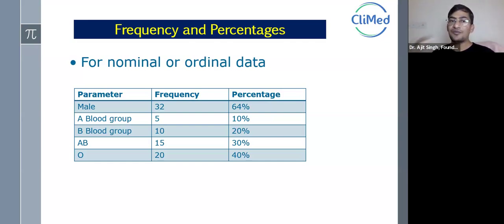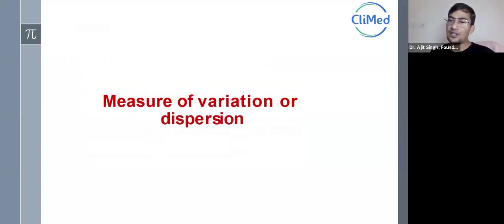Now frequency and percentage, as I told you: male 32, which is 64% out of 50. Group A, 5 out of 50 is 10%, 10 is 20%. So you know all this. Now, measures of variation or dispersion.